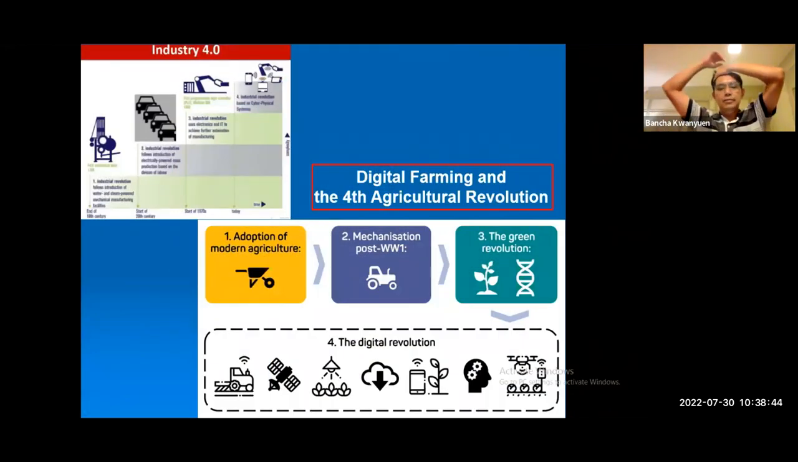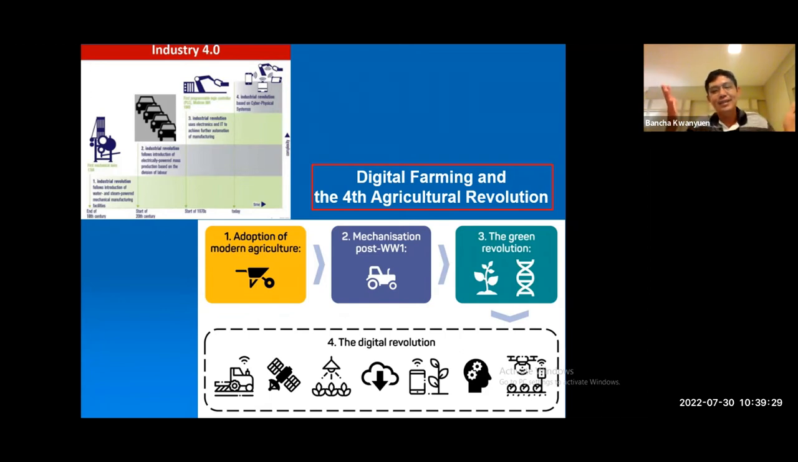Here, I want to summarize about the revolution, because we talked about the industrial evolution. But for the agricultural revolution itself, we can say now we are in the fourth agricultural revolution. At first, we adopted modern agriculture techniques, like better crops, better seed, and cultivation techniques. And in the next generation, we had mechanization. You have farm mechanization, which also made it a commercial field.